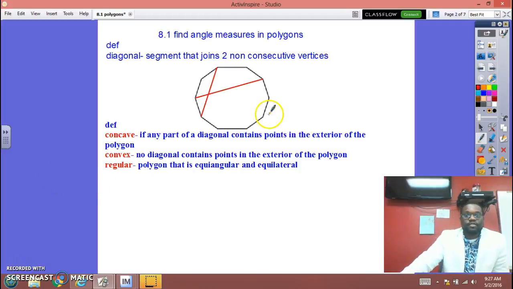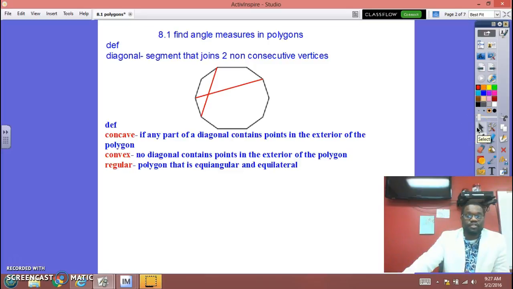Alright, today should be a review, like the last set of notes. We're talking about polygons. Not going to get real in depth. This is just a couple of the basic concepts of a polygon.